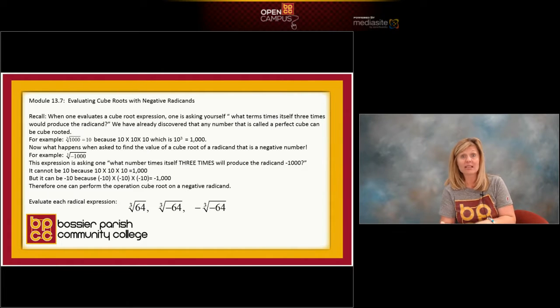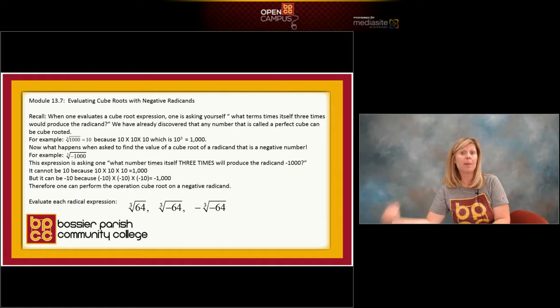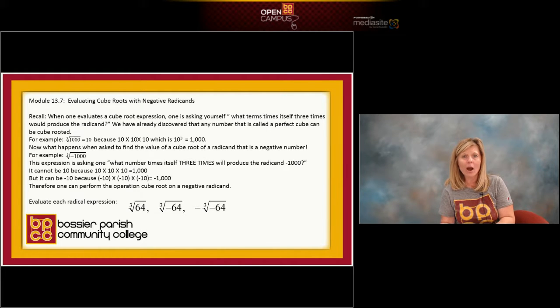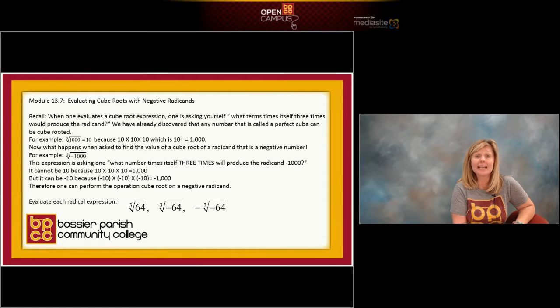Well, we know 10 times 10 times 10 is positive 1,000. So why don't we see what happens if we multiply negative 10 3 times? So if we take a negative 10 and multiply it by a negative 10, well, a negative times a negative is a positive. 10 times 10 would be 100. So negative 10 times negative 10 would be positive 100. But that's only going twice. So we're going to go another time.